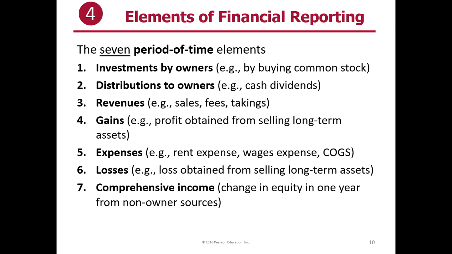Then the seventh and the last one is the comprehensive income. Comprehensive income is the change in equity in one year. Change in equity without any new investment, how much the wealth of the owner has changed. So change in equity in one year from non-owner sources. Non-owner sources means the owner has not put money into the company. What has been the change in the shareholding pattern, share capital, share income of the company? It is not necessary.